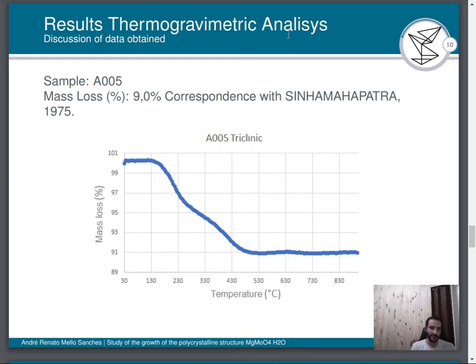Results thermogravimetric analysis, sample A005, mass loss 9%. We have the triclinic form, and in this result we have the mass loss corresponding to a published scientific article, demonstrating that the compound was really hydrated magnesium molybdate, and we can see that from 100 to 400 degrees Celsius we have the dehydration of the compound, and that corresponds with the published article.